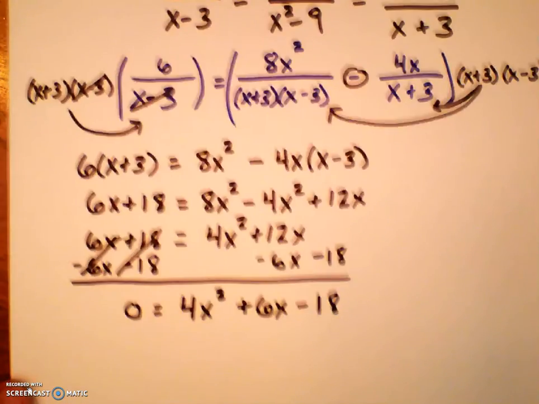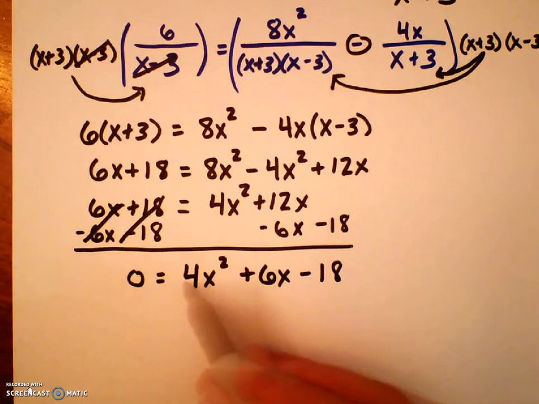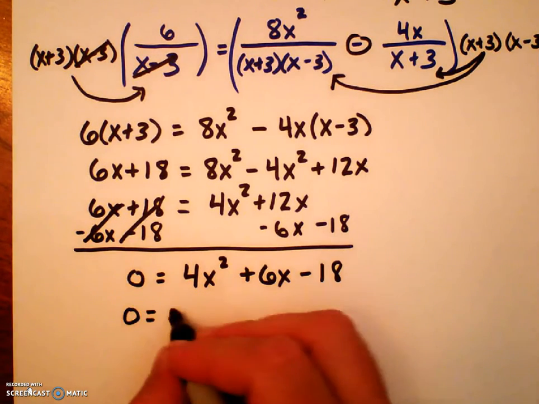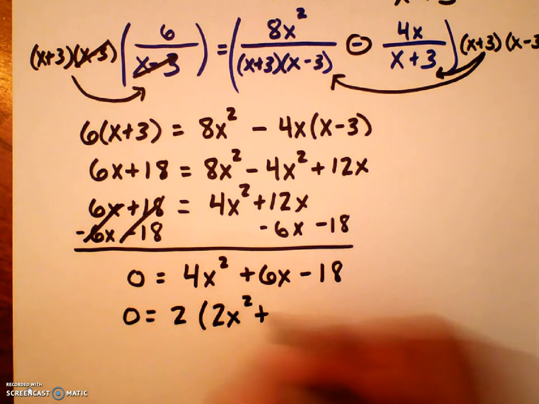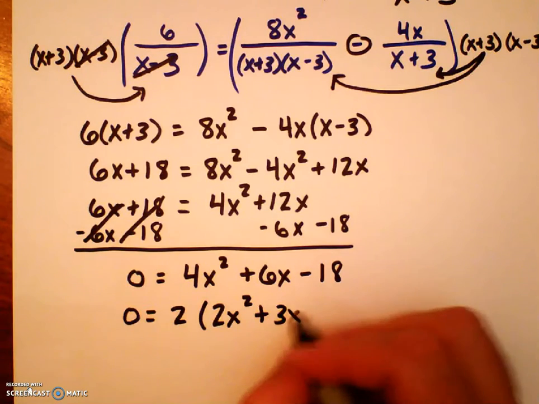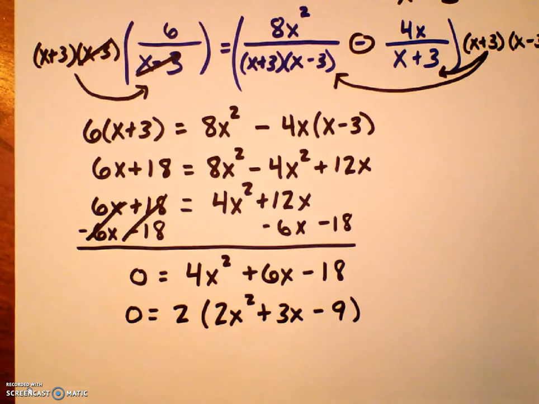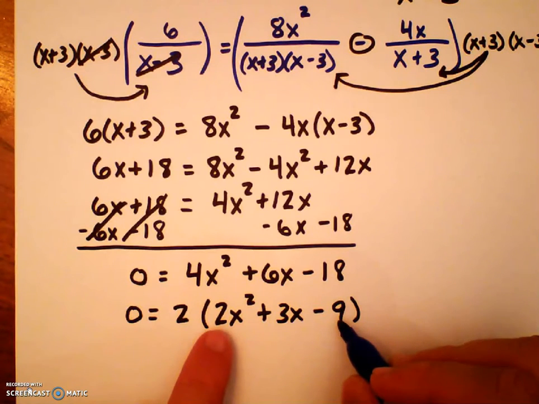Now this one, not as easy to factor, but it is factorable. If you notice, all of these are evens. So what I'm going to do now is take out the greatest common factor, which is a 2. And when I do that, I'm left with 2x squared plus 3x minus 9. I just divided everything by 2. And now I have to use techniques that we learned from chapter 4 with factoring a 3-term statement that has something other than a 1 out in front.